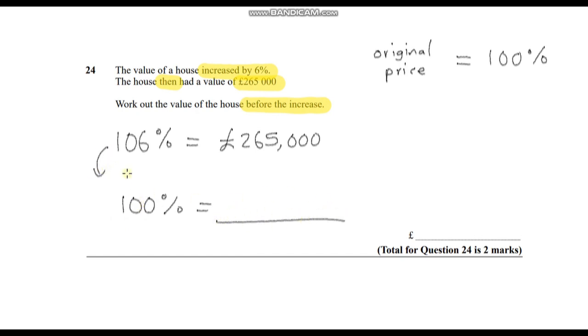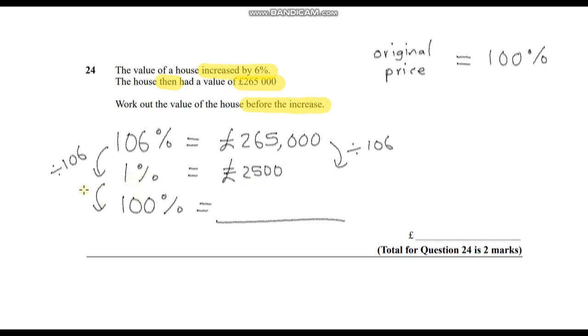Well, we could work out what 1% is first. That's what I usually do. So if we know what 106% is, we can work out what 1% is by just dividing by 106. So if we divide the value by 106, that will tell us what 1% is. So 265,000 divided by 106. That gives us, that was a nice round number, £2,500. So that's what 1% is.